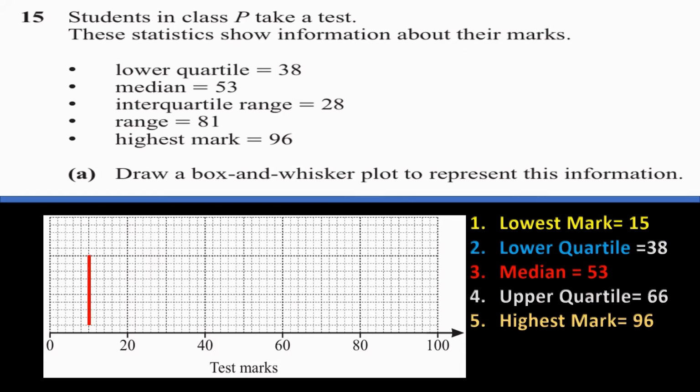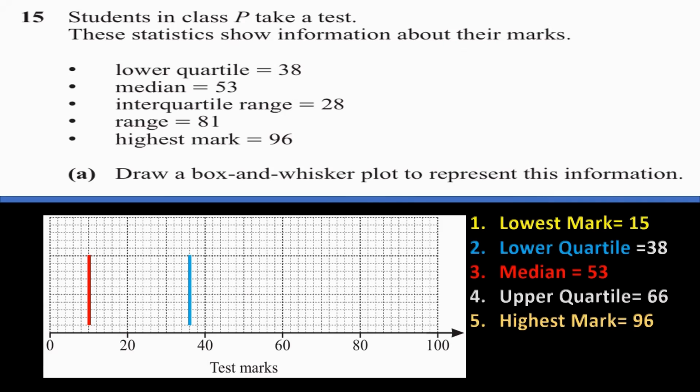Here, we first draw a line that represents the lowest mark. You can see that line is passing through where the test mark is 15. The lowest mark is 15, so that line is drawn exactly on 15 marks. Then the next line is the lower quartile, drawn on 38 marks.